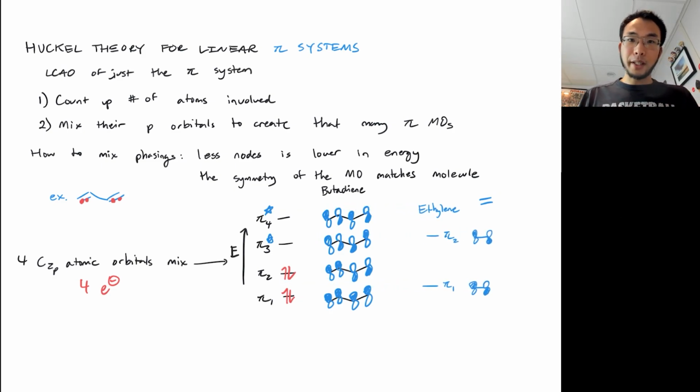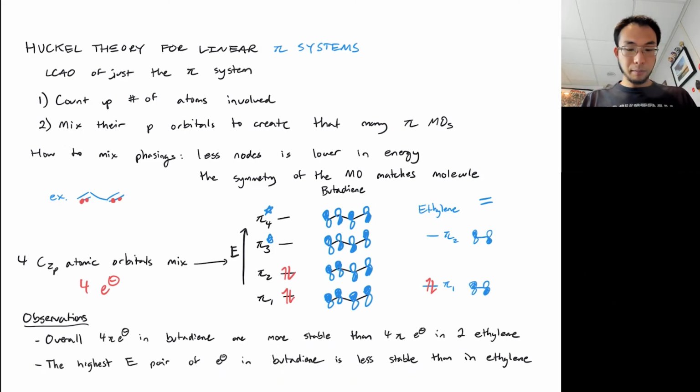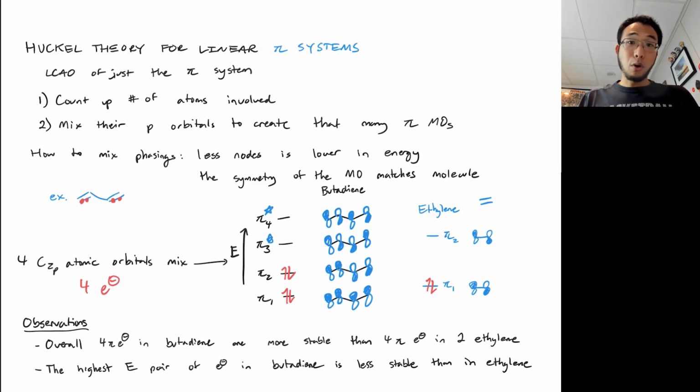Let me pull that out to the right here. And so if you fill in the electrons for ethylene, there's only 2, so it looks like this. There are some interesting observations that we can make. So overall, it is true that for 4 electrons, it would be better to put those 4 electrons into butadiene's orbitals. That's more stable than it would be to take 4 electrons and put them into 2 of ethylene's molecular orbitals. So again, that means that butadiene overall stabilizes those pi electrons more than 2 molecules of ethylene do for 4 pi electrons.